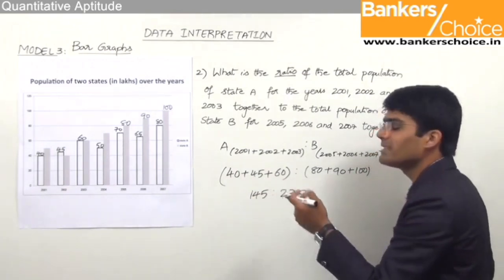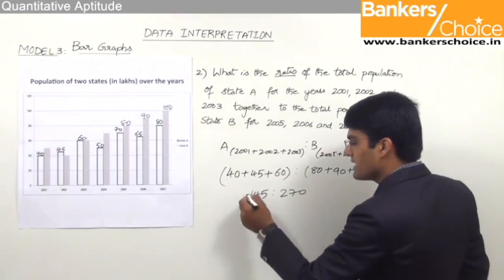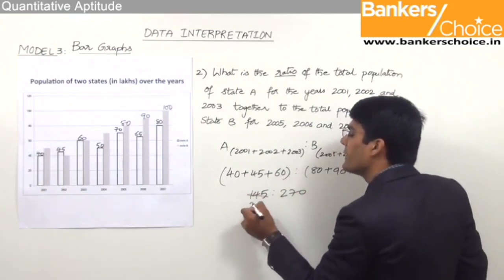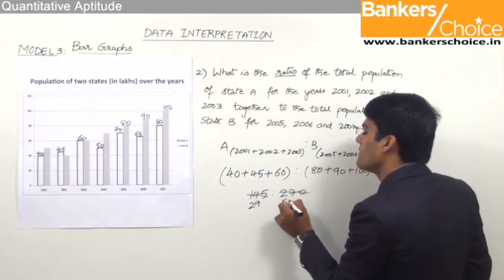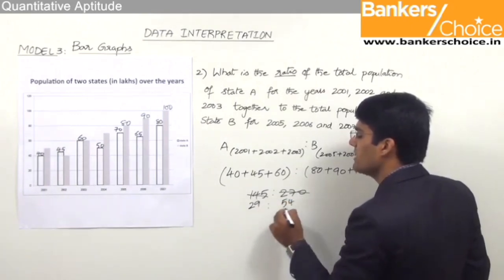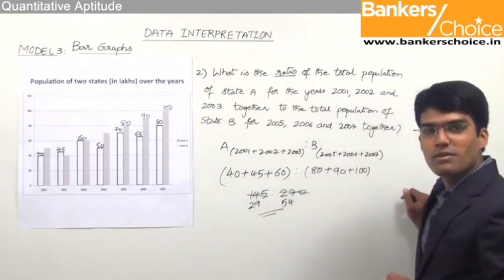So by simplifying this, we get the ratio. Now this is nothing but 5 into 29 times and this is 5 into 54 times. So we can say that the ratio here is 29 is to 54.